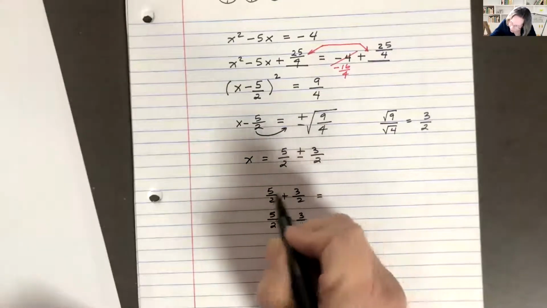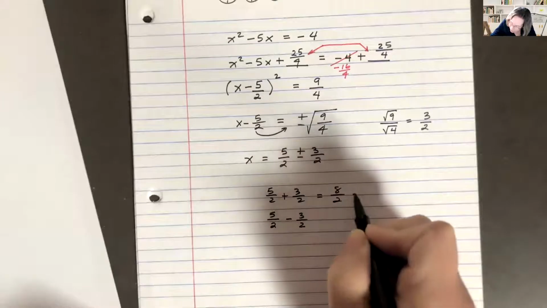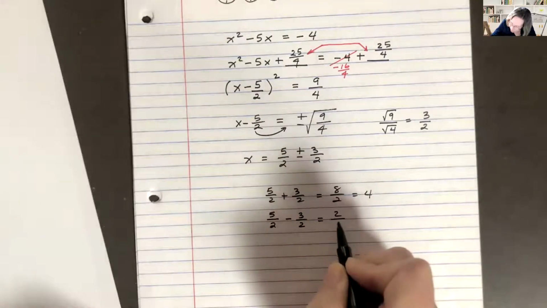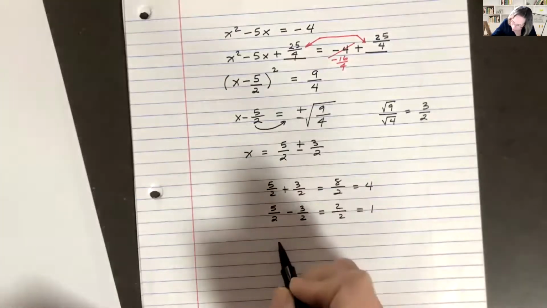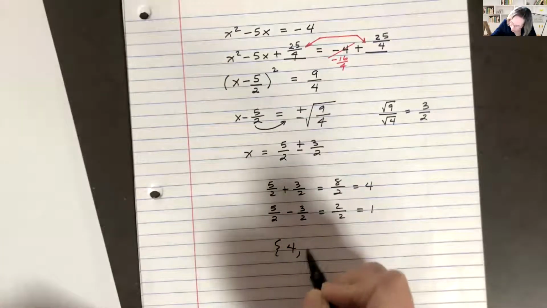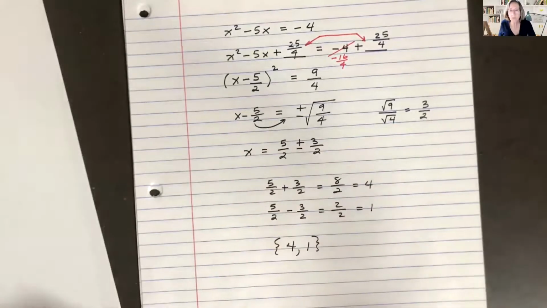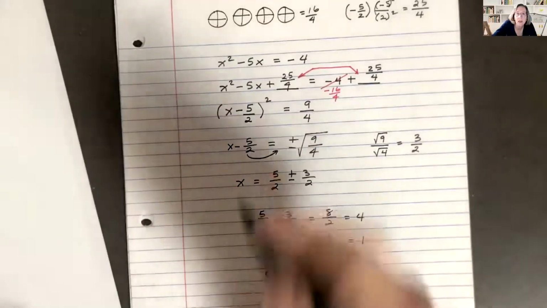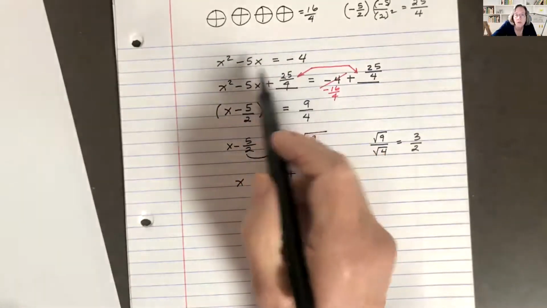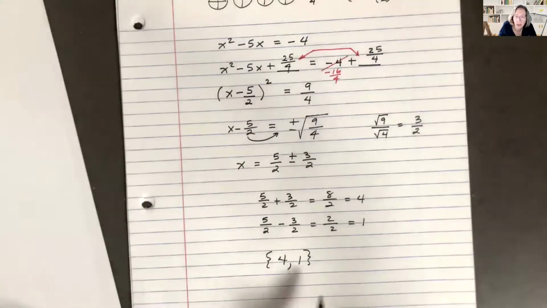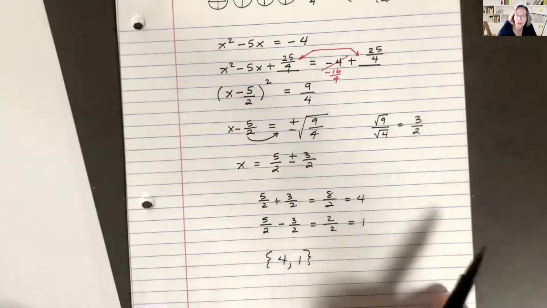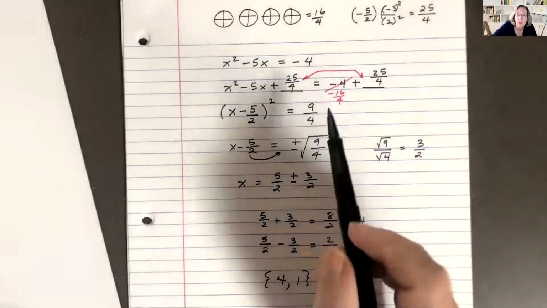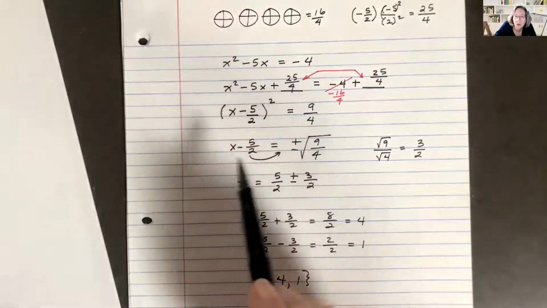So 5 halves plus 3 halves is 8 halves, which is 4. 5 halves minus 3 halves is 2 halves, which is 1. So my solutions are 4 and 1. Okay, when they're whole numbers, they're rational numbers, there's no radicals, it means that this could have been factored. I could have moved that 4 over and factored it. It would have factored quite easily to x minus 4 times x minus 1. But when you have a choice, that's what you will want to do. But when you don't have a choice, you do have to learn this method.